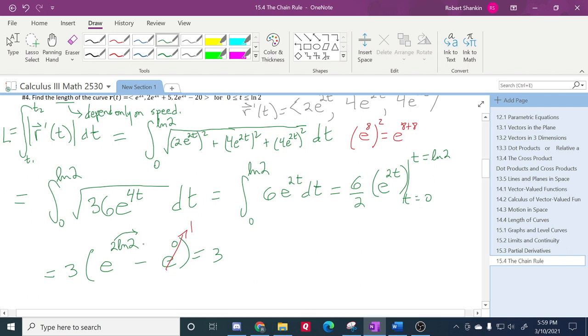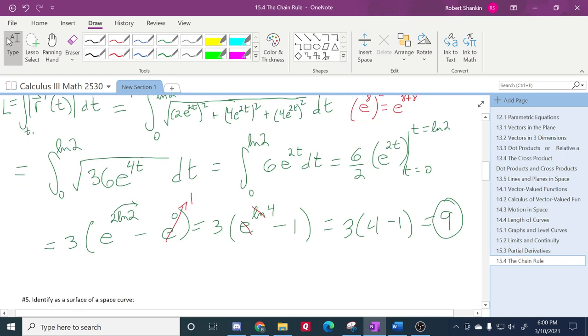Alright, when this goes up as the exponent, you get e to the ln 2 to the 2, which is 4, minus 1. Now, only when you have them exactly adjacent, because this 2 was in the way, you couldn't cancel these out. But now, these are inverse functions, killing each other off. 3, 4 minus 1, which is another 3. 3 times 3 is 9. So, the length of this curve in this interval is exactly 9.